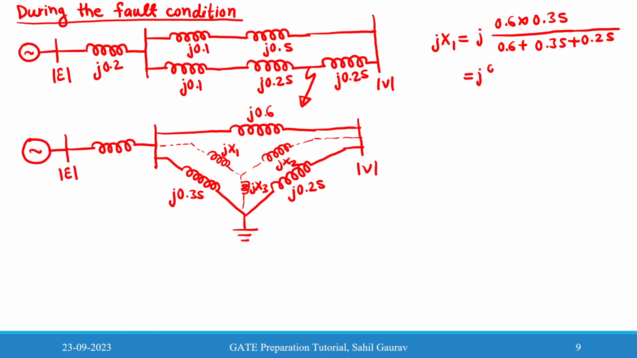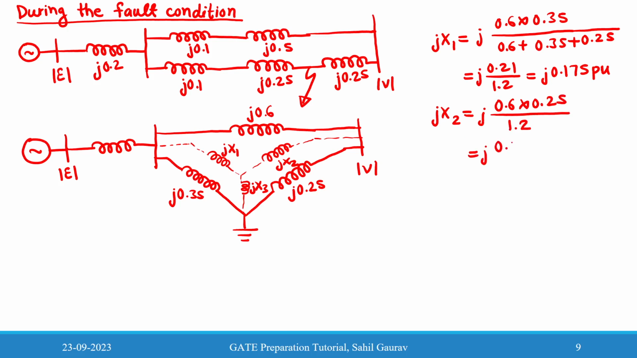So it will be j0.21 divided by 1.2, so it will be j0.175 per unit. And now jx2 will be between the reactances 0.6 and 0.25, divided by 1.2. So it will be j0.15 divided by 1.2, so the equivalent will be j0.125 per unit.